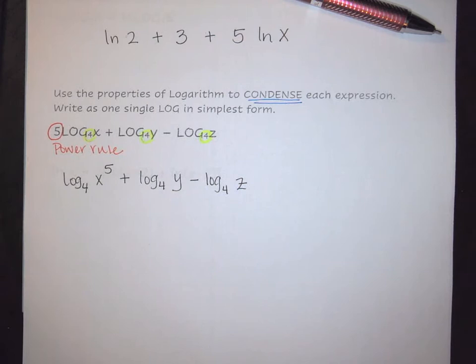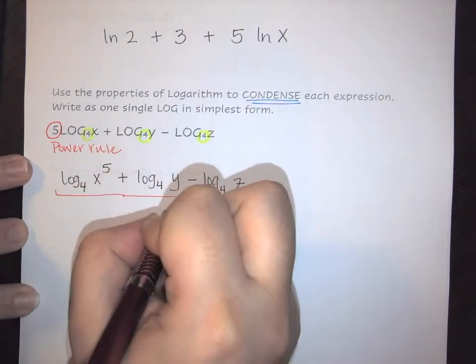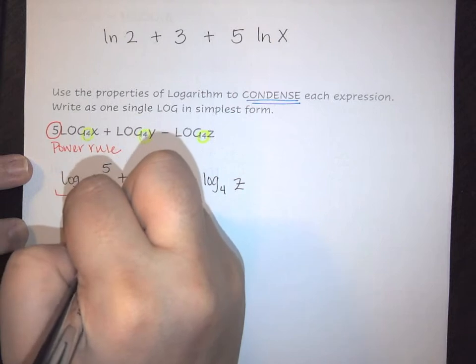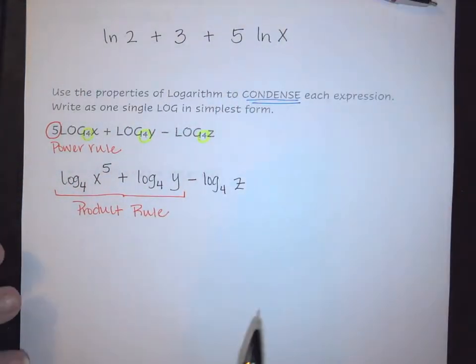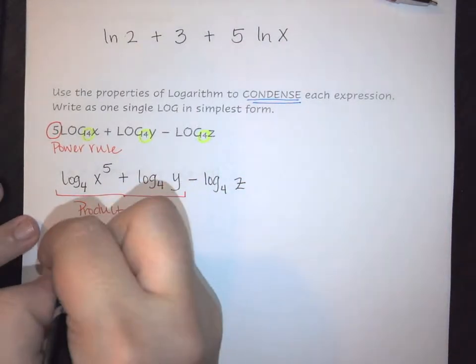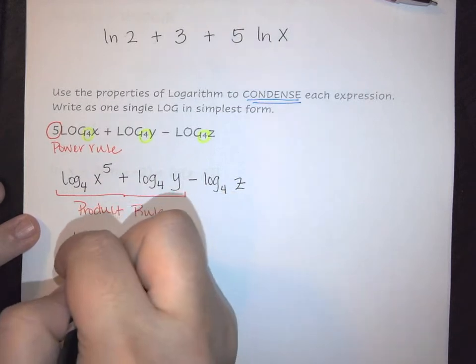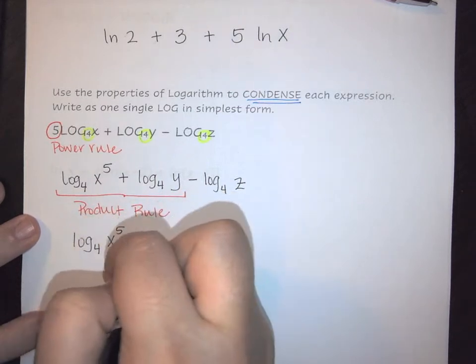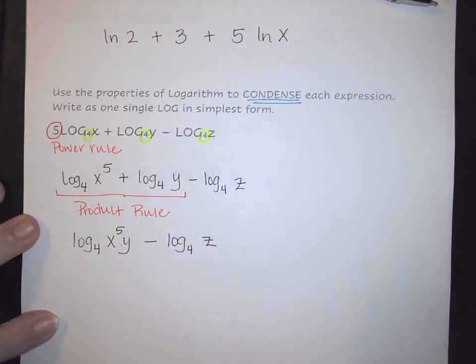Now you're going to work left to right. Okay? So what we're going to do here is we're first going to take the addition piece, and this is going to be our product rule. So the product rule says if you're using addition, then you can condense it back down using a single logarithm, so log base 4, and this is going to end up being x to the 5th y. And then we're going to minus the log base 4 of z.